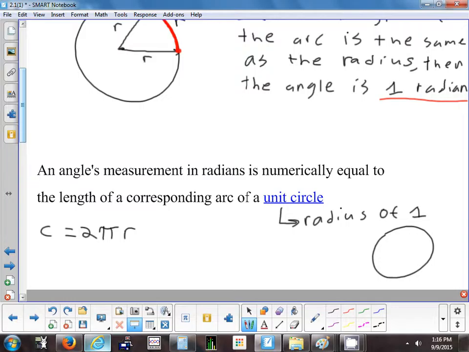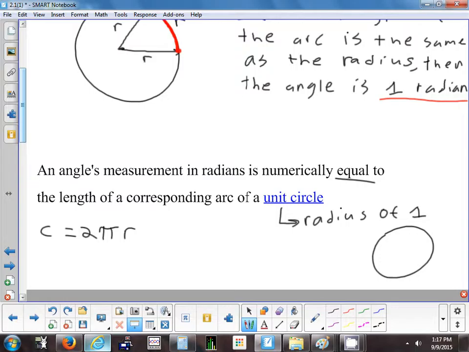Okay, and remember what I said. On a unit circle, the size of the angle and the size of the arc are going to be identical. So if we can figure out how big the arc is that goes all the way around the unit circle, that's exactly how many radians go all the way around the unit circle. Those things are equal to each other. So what I want to do is figure out the size of the arc that goes all the way around the circle, and that will tell us exactly how many radians it takes to go all the way around the circle.